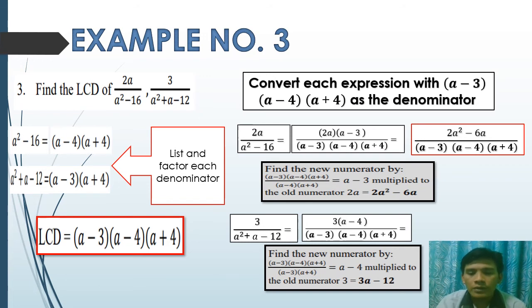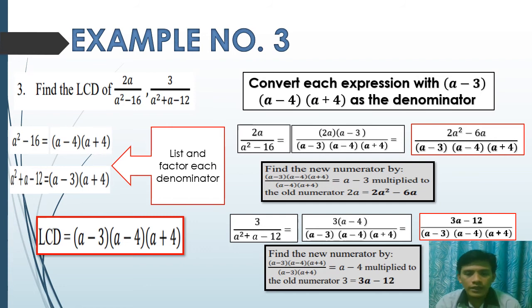a minus 4 will be multiplied to our numerator, which is 3. 3 times a, and that is 3a. 3 times negative 4, and that is negative 12, over a minus 3, quantity a minus 4, quantity a plus 4.